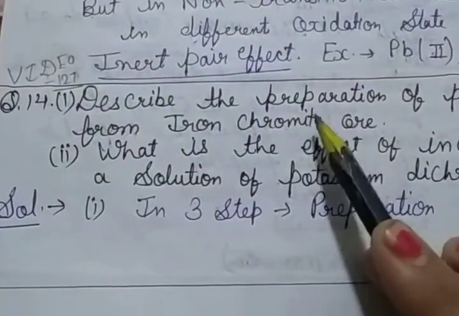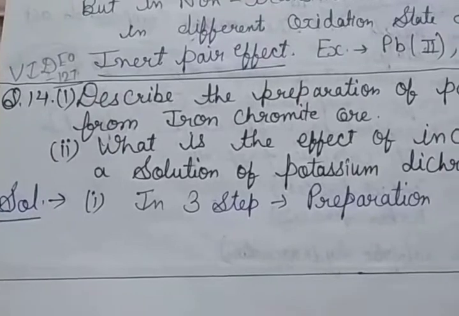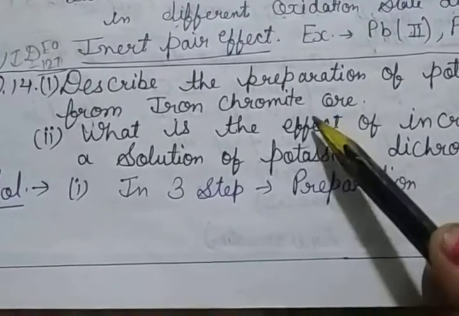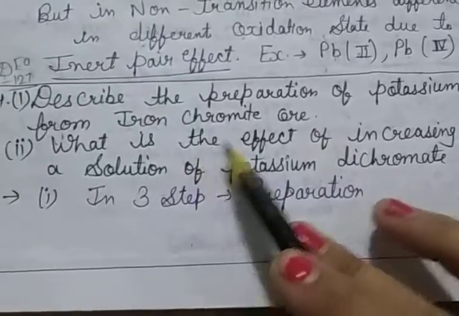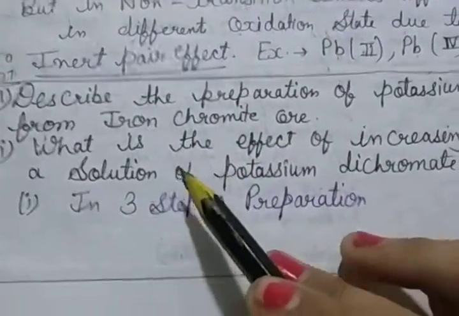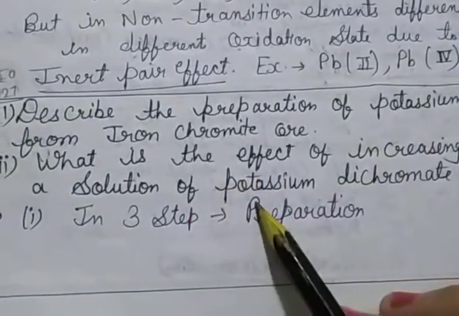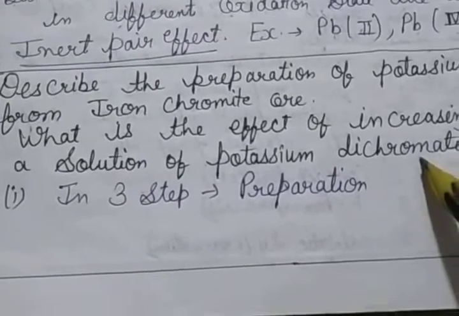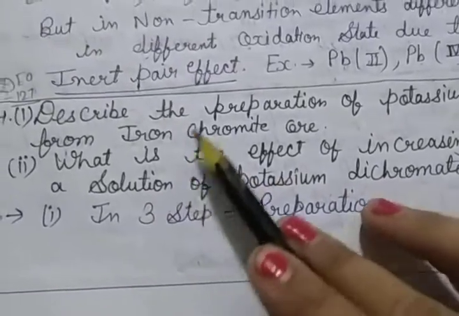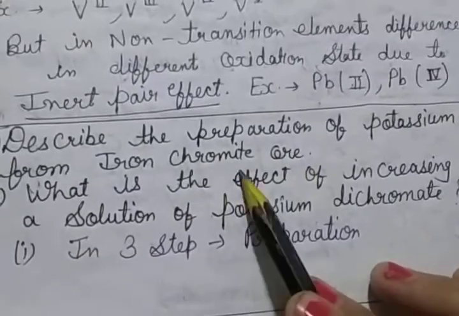In this video, I will explain doubt questions, revision. First: describe the preparation of the potassium dichromate from iron chromate ore. And second: what is the effect of increasing pH on a solution of the potassium dichromate?